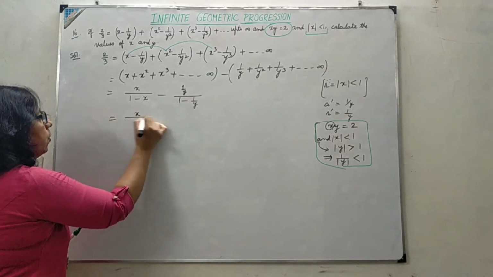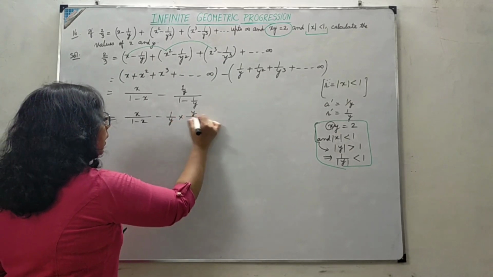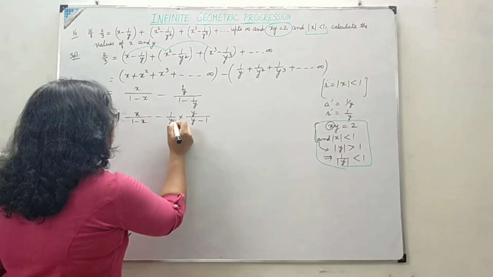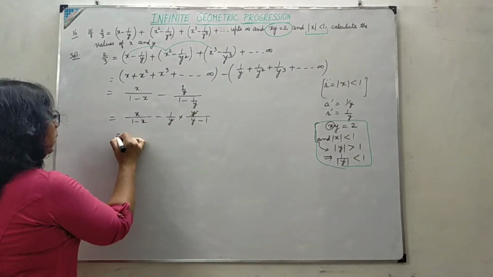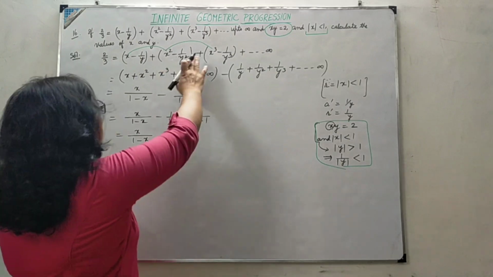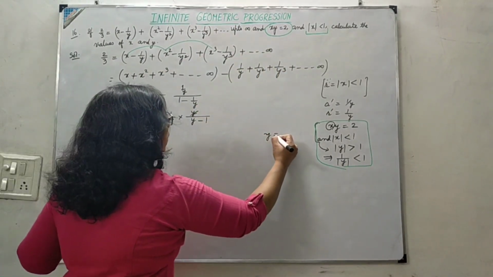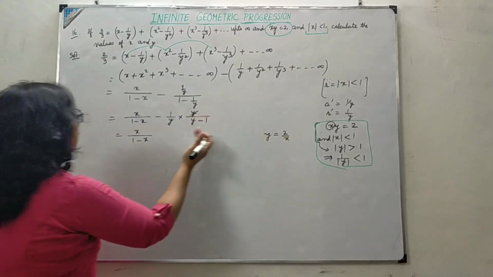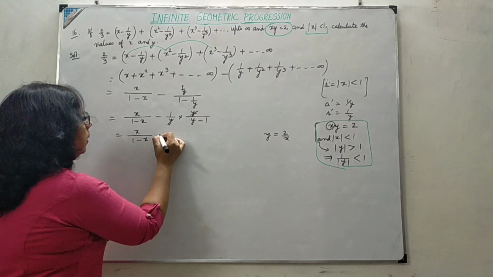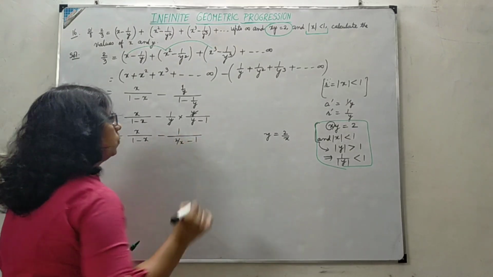Now this is your x upon 1 minus x minus 1 by y into y upon y minus 1. I have taken the LCM, so this is cancelled out. We are left with, because we have to simplify, and we are given y is 2 by x. I want to solve it, so that is why I have to convert it into one variable. So let me write this as 1 upon 2 by x minus 1.